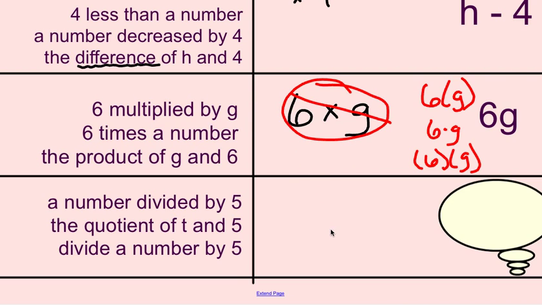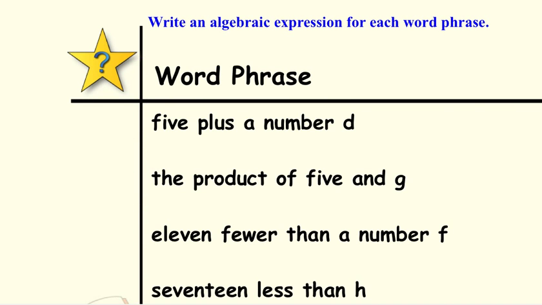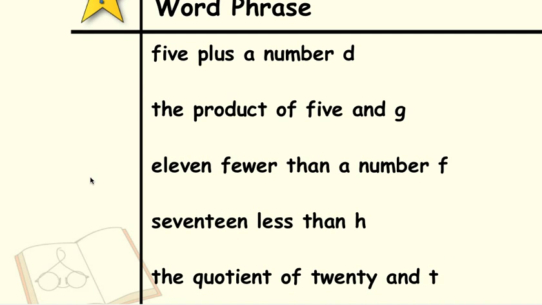in our other problems. A number divided by 5, a quotient of t and 5, divide a number by 5. These are all the same ways to say that. All right, so I'm going to give you a minute. I want you to hit pause, and I want you to answer as many of these out as you can.